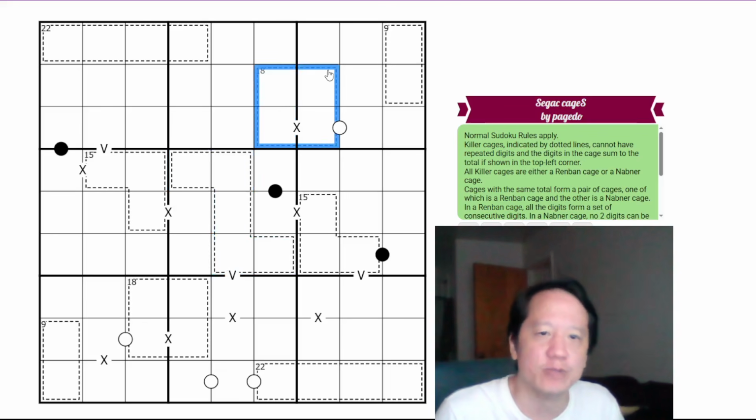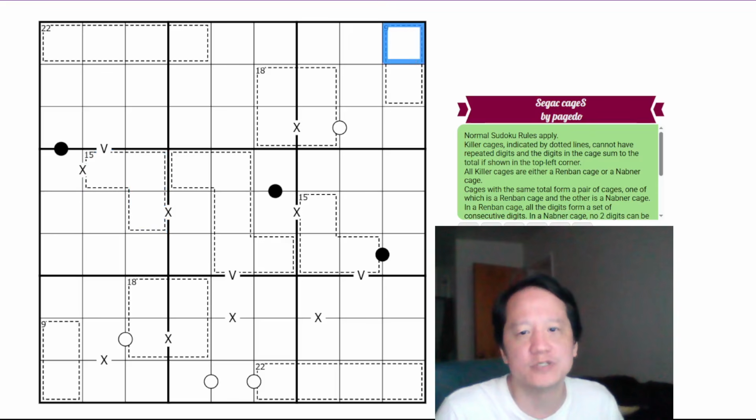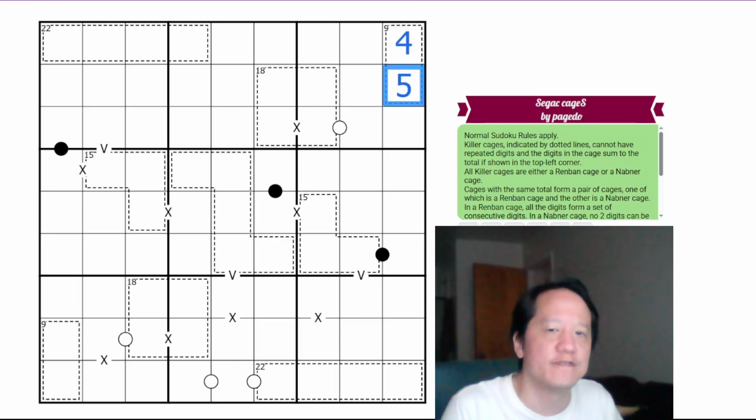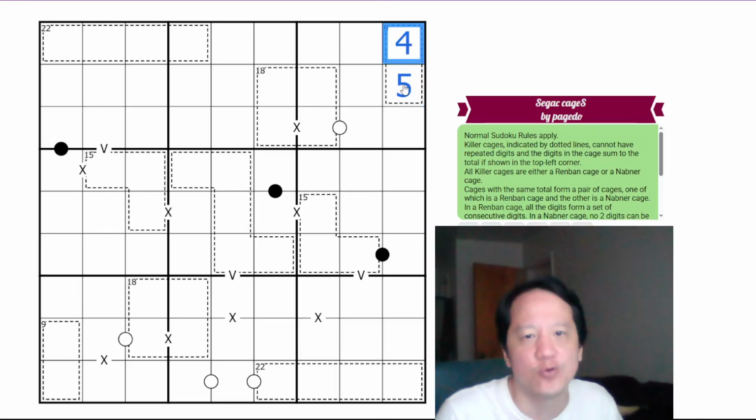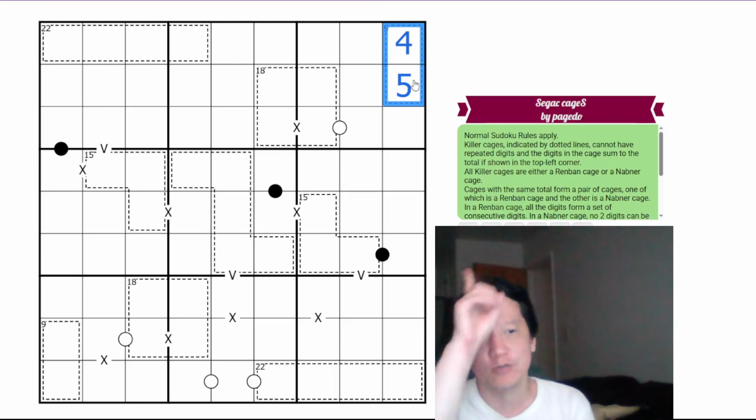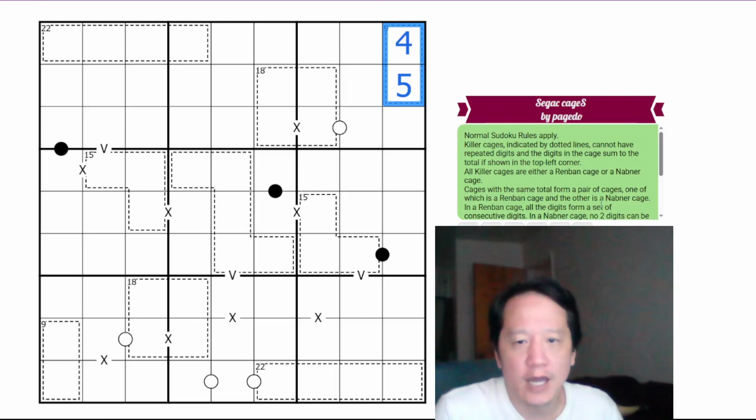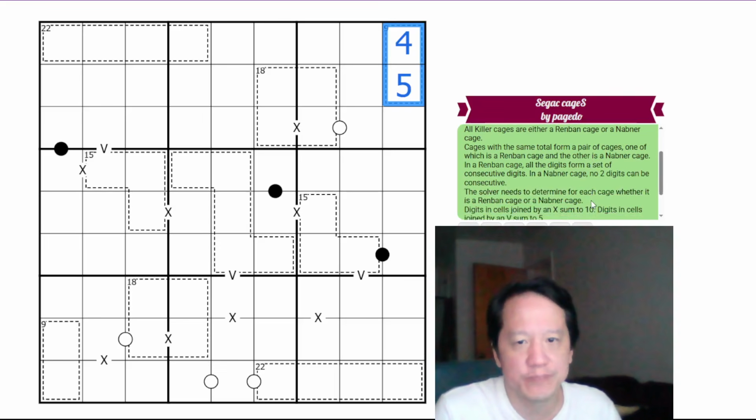These can't have repeats and must sum up to 18. These can't have repeats and sum up to 9. These cannot have repeats and sum up to 15. So as an example, if there's a 4 here, this has to be 5, because these two digits must add up to 9, which is in the top left corner of the cage. And that's how killer cages work.